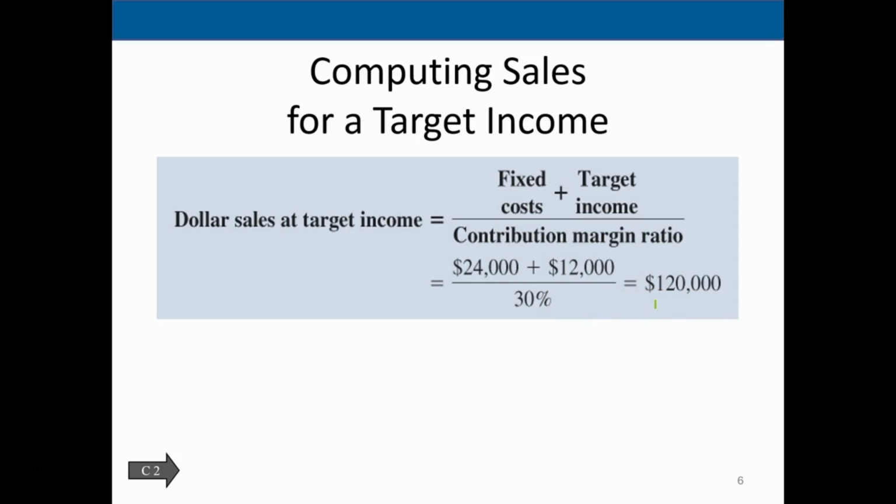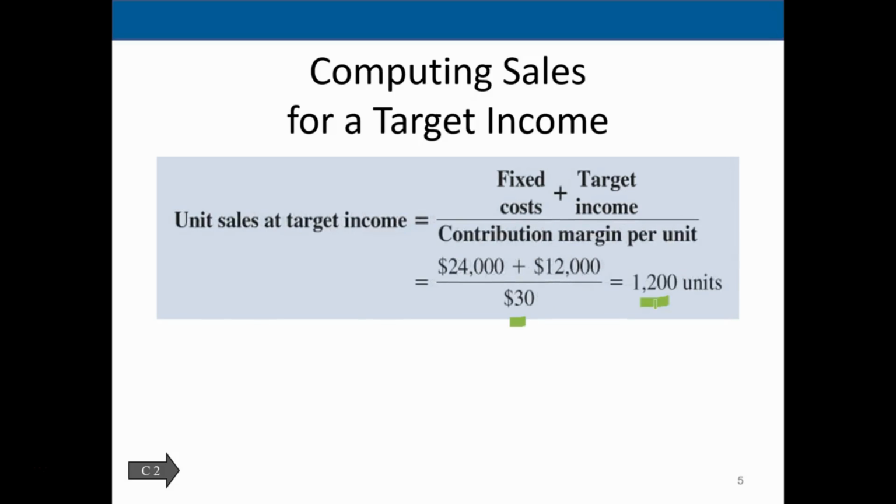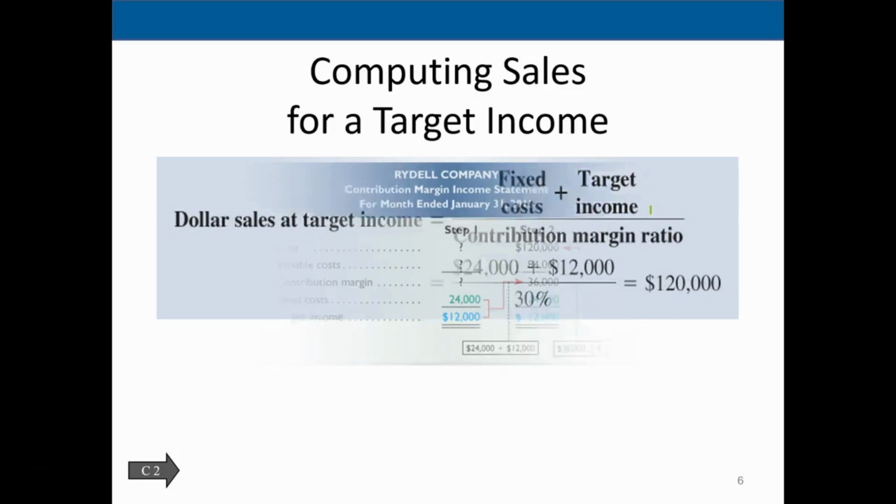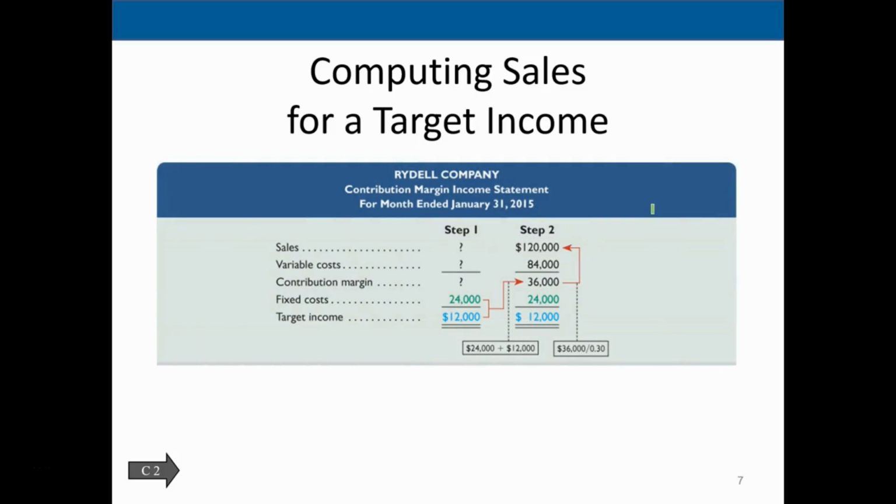Again, if you took that 120,000 and divided it by the unit sales price, you would come up to the sales units of 1,200 units to hit that fixed cost and the target income. So we could think about it this way. If we plug this into a contribution margin income statement, then we know what we want, because remember, we're budgeting to the future, and we're saying that we want to have a target income of 12,000, and we know that the fixed costs are, in this case, 24,000.